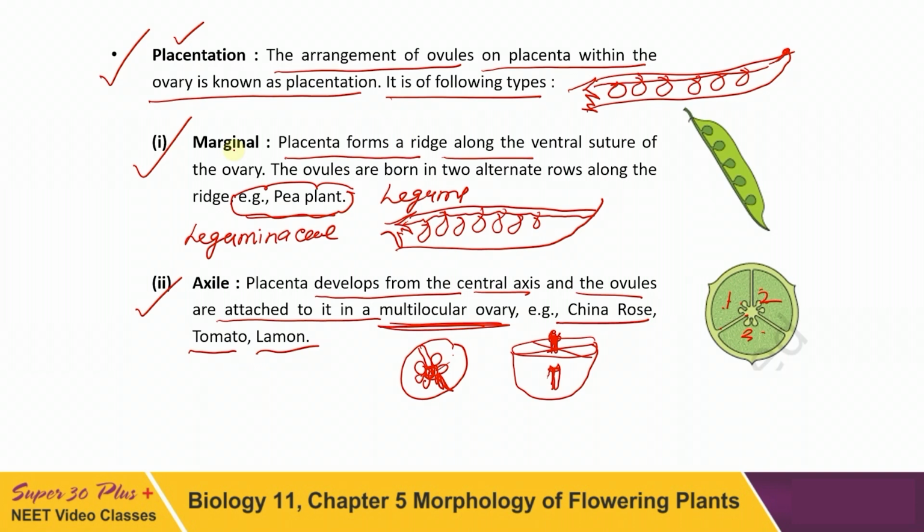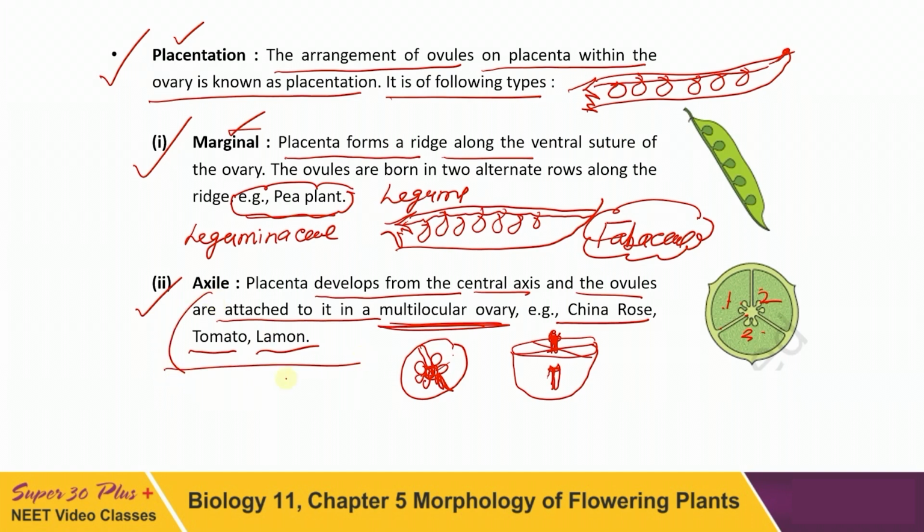Marginal, we have one family in our course. Marginal is found in family Fabaceae. You have to remember that it is found in the Fabaceae family. Axial placentation, we have two families. One family is Solanaceae, while the other family is Liliaceae. Is it right? How can you remember? There is no chance of mistake. Marginal is found in Fabaceae, axial is found in Solanaceae and in Liliaceae.